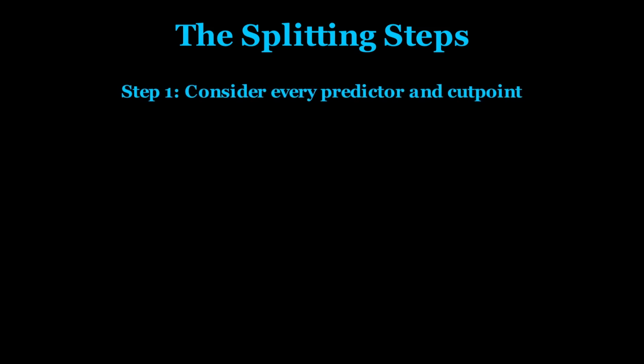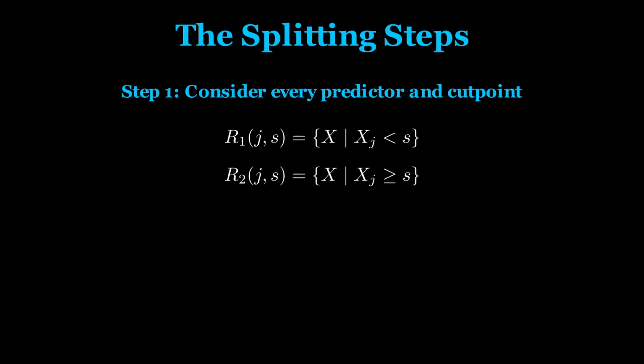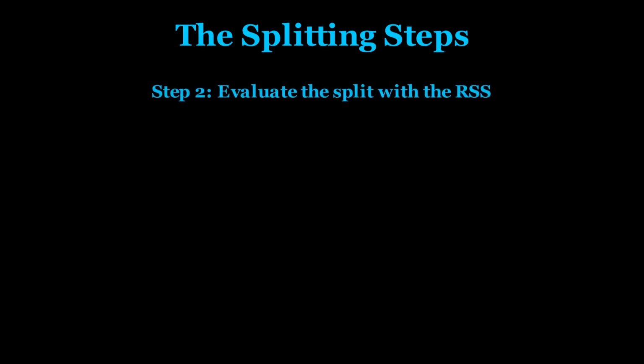Let's walk through the steps of recursive binary splitting in greater detail. Step 1. Consider each predictor variable xj in the dataset, and for each xj, evaluate different potential cut points, s. For a given j and s, we partition the data into two regions. R1 contains the observations where xj is less than s, and R2 contains the observations where xj is greater than or equal to s.